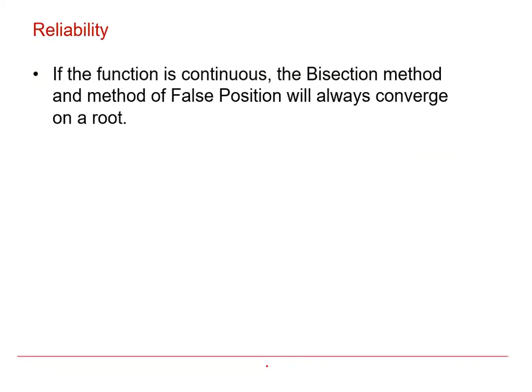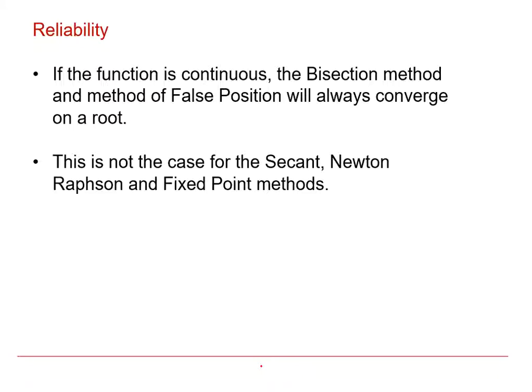Now, as far as reliability is concerned, assuming there is a root to converge to, so assuming we haven't got a discontinuous function or that the root is repeated, then the bisection method and the method of false position can be relied on to converge to that root. Whereas this isn't the case for the secant, Newton-Raphson and fixed point methods.